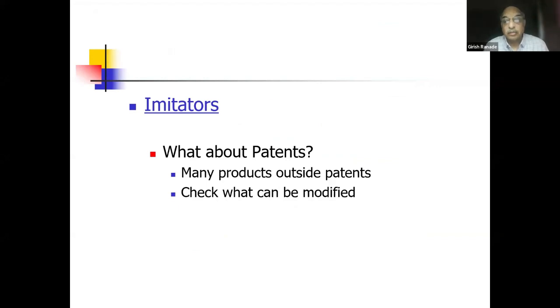Okay, another question that comes up is, what about patents? Many products are outside patent. So we can easily copy products and check what can be modified. We can say what can be modified.